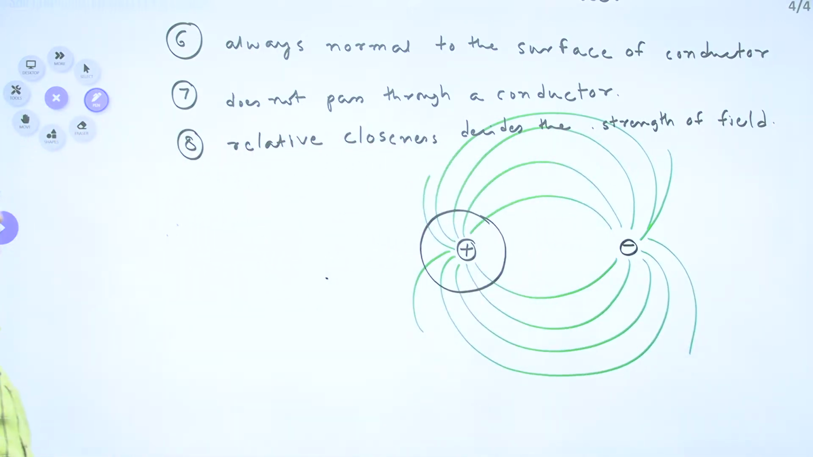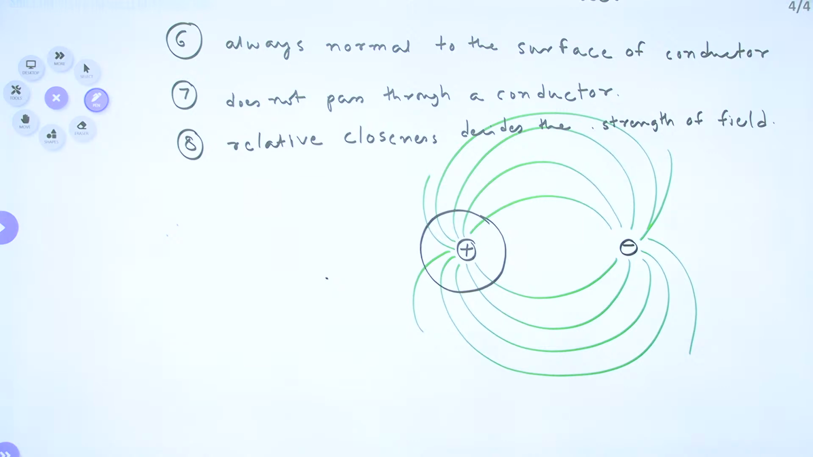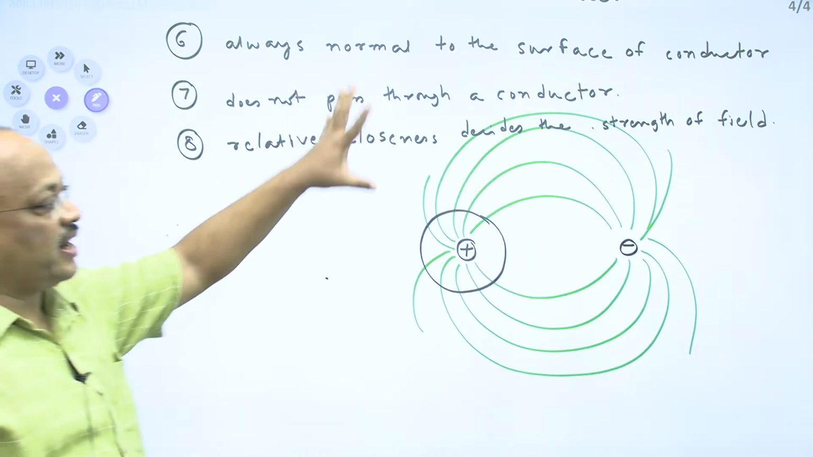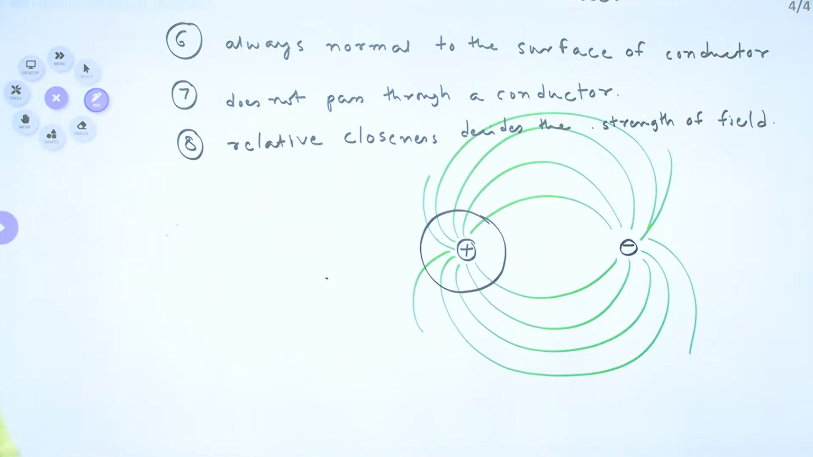The relative closeness decides the strength of the field. If they are close, then the field strength is more. If they are rare, the electric lines of force are rare, so then it is weak.